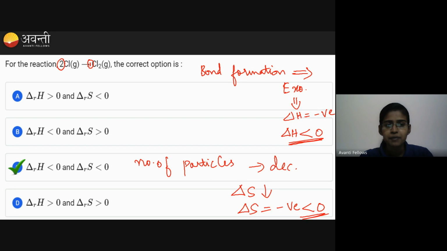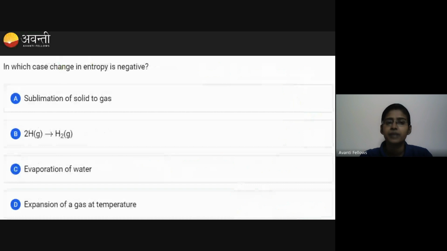So with the same concept, we will solve one more question also. In which case is the change in entropy negative? Four options are given. Try for this. First is sublimation of solid to gas. Solid is getting converted to gas.